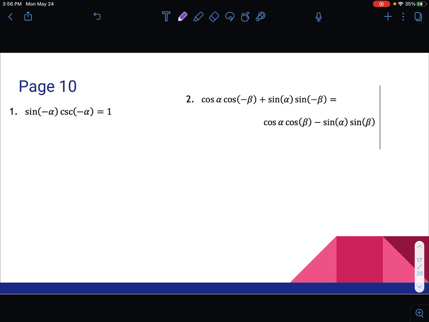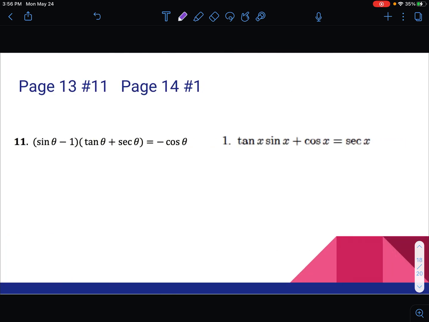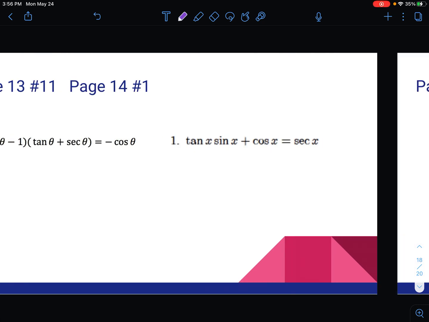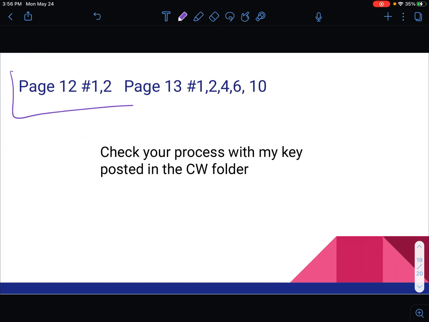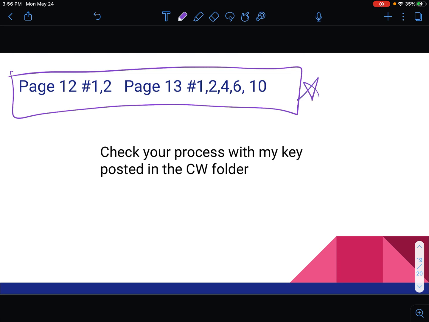Okay, so there are some other ones like this that you can go ahead and try using those different even and odd identities. And then what I would like you to do for classwork to practice these: page 12, 1 and 2, page 13, 1, 2, 4, 6, and 10. And you'll be turning this in for me to take a peek at. The key is posted. Please make sure you are checking your process with the key and making any revisions as needed.